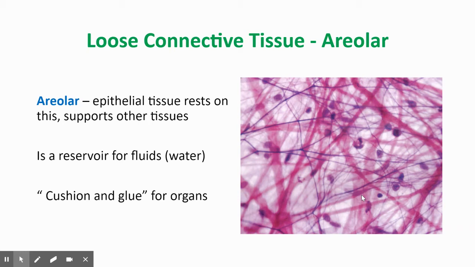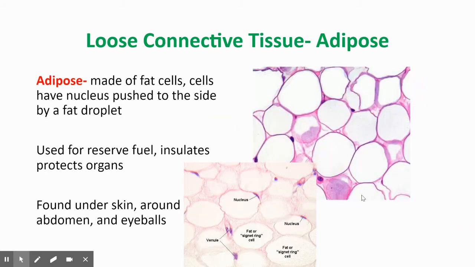So that's loose connective tissue. That is our first example, areolar. Our second example of a loose connective tissue is adipose. Once again, if you notice, there's just a lot of space in between here. Adipose tissue is basically fat cells, so these are going to have fat droplets inside of them. This white space that you see looks like there's nothing in there, but actually that's a big giant fat droplet.